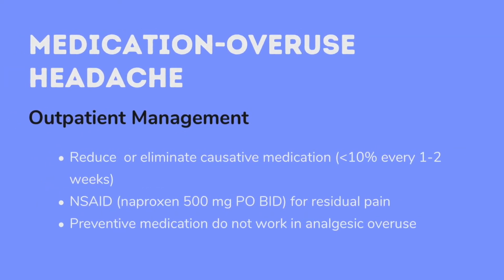Medication overuse headache is divided into two managements. First is outpatient management, which focuses on limiting exposure by tapering the drug by less than 10% every 1 to 2 weeks. The patient may use naproxen 500 mg orally twice a day for pain management. NSAIDs taken only twice daily do not have any negative effect on the pain pathway. Preventive medications, which may be added later in the management, will not work until the offending analgesic is removed.